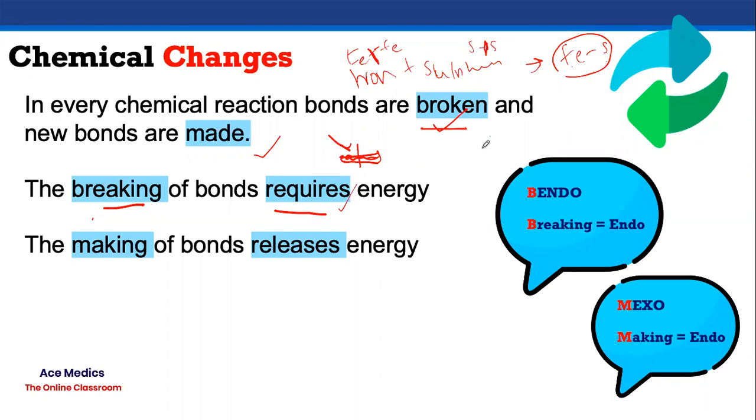And when you're making these bonds, it releases that energy. Okay, so when you're making it, it releases it. Breaking bonds, just think of it as a stick. You're trying to break the stick, which requires you to put in the energy. So breaking of bonds requires energy. Okay, so we call that either endothermic or, sorry, this is supposed to say exothermic reactions. Okay, so either endothermic or exothermic reactions.